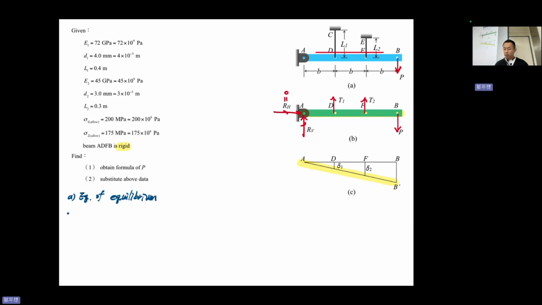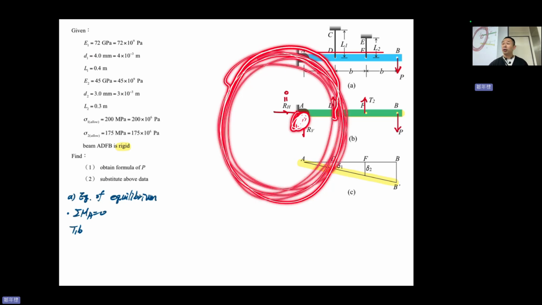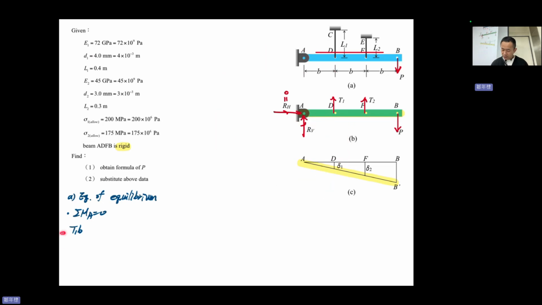So firstly, we need to obtain the T1 and T2. Let's take a look. Sigma MA equal to 0. If we make A the origin, T1 rotates counterclockwise about the origin, so this is positive.